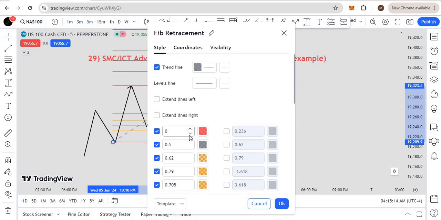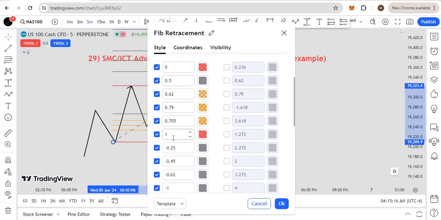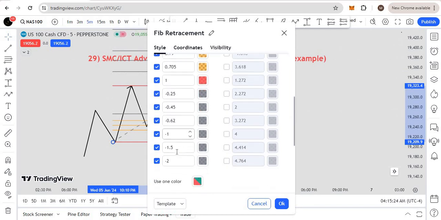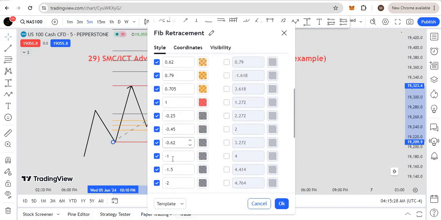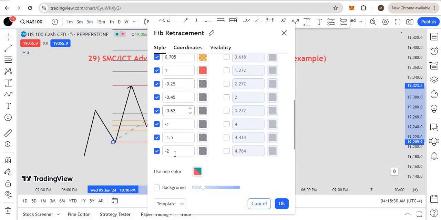Here zero and one, which I showed you before. The remaining levels are minus 0.25 for the upside. You can also put 3.5, 4.5, 6.2, minus 2, and you can also increase it here as well. Okay, so here are the settings, you can screenshot them.